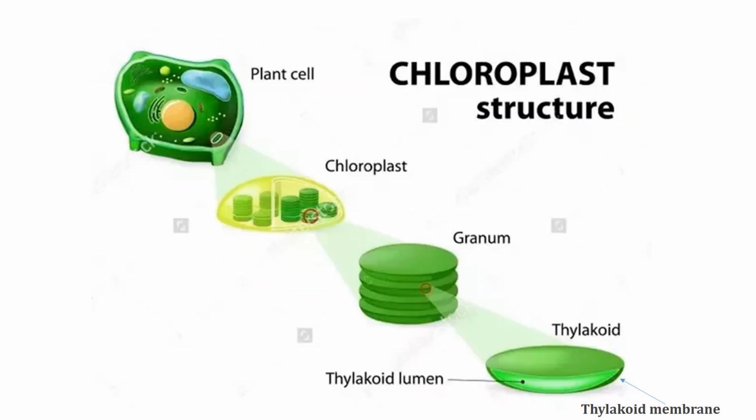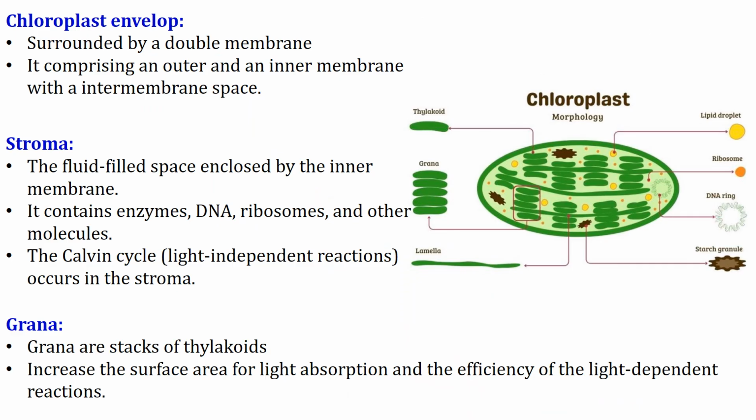Let's zoom into the structure. From the plant cell, we move into the chloroplast, then deeper into a granum, and finally into a single thylakoid. You can see labels like thylakoid lumen and thylakoid membrane. Let's go deeper into three key components.